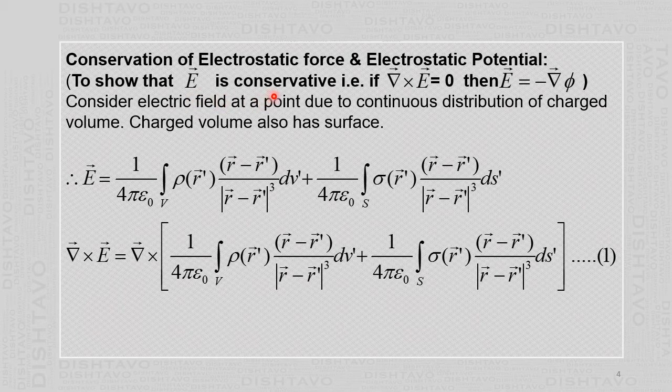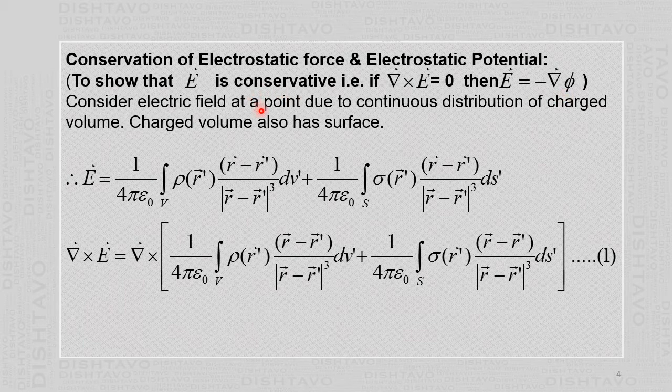And to show that it is conserved, we have to show that del cross E equal to 0. That means curl of the electric field is 0. And once we say that curl of electric field equal to 0, then E can be expressed as minus grad of phi. Phi is some scalar function. So in this case, it will be called an electrostatic potential.